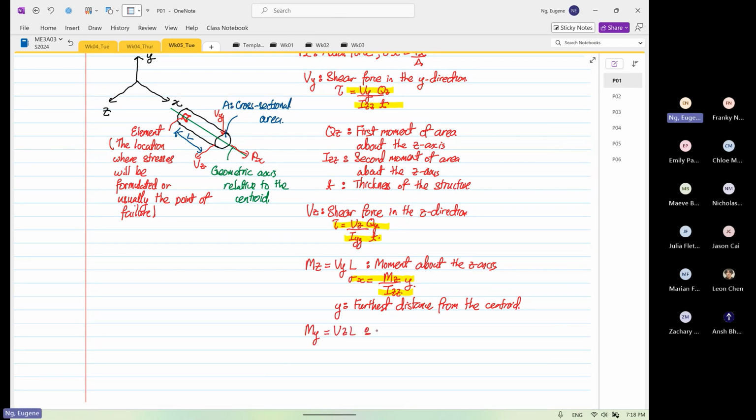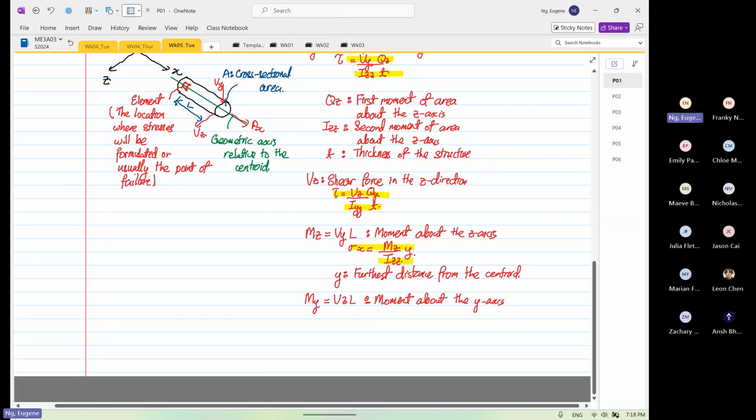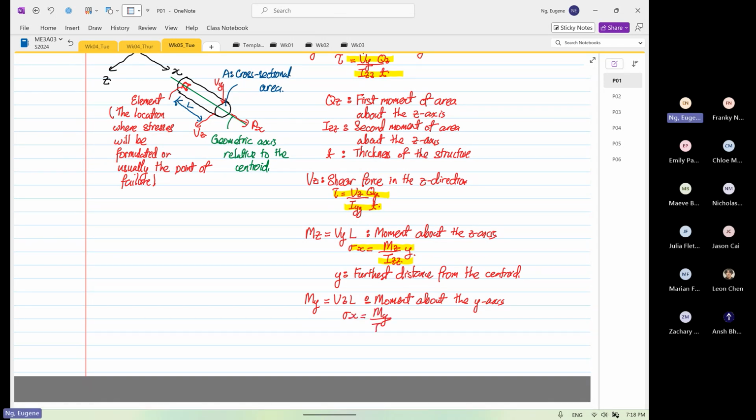Okay, so this is the moment about the y-axis. And this will contribute to normal stresses in the x direction. You have My over Iyy multiplied by z.